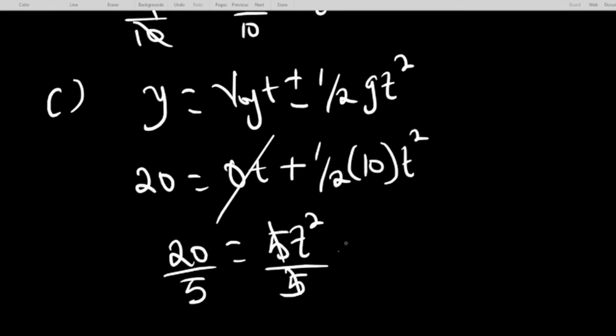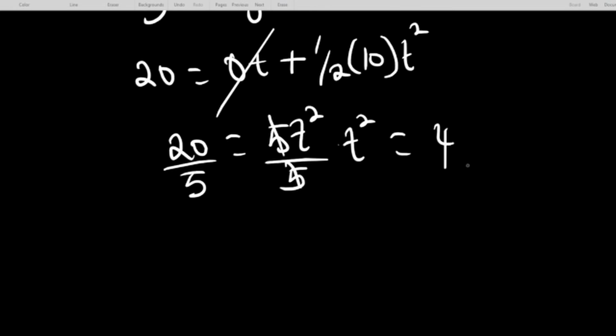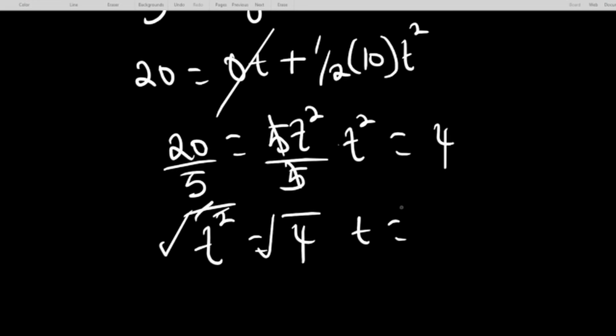They cancel out, and then t squared is equal to 20 divided by 5, which is simply 4. To solve for t, we can square both sides. So t squared is equal to 4. We square both sides, and this square goes away. Then t is equal to plus or minus the square root of 4. T is equal to plus or minus 2.